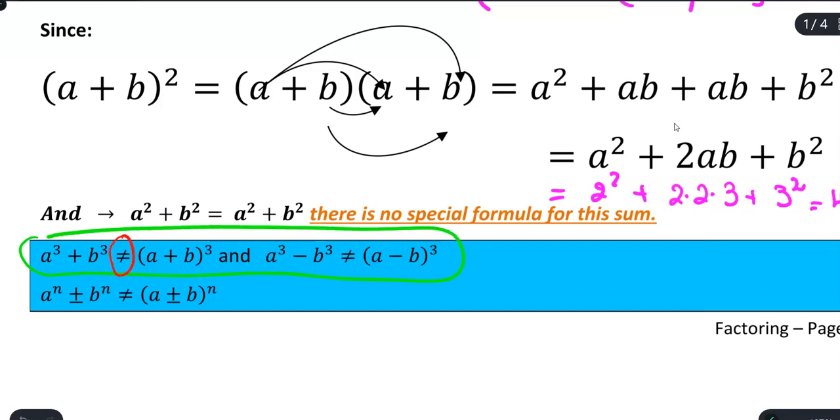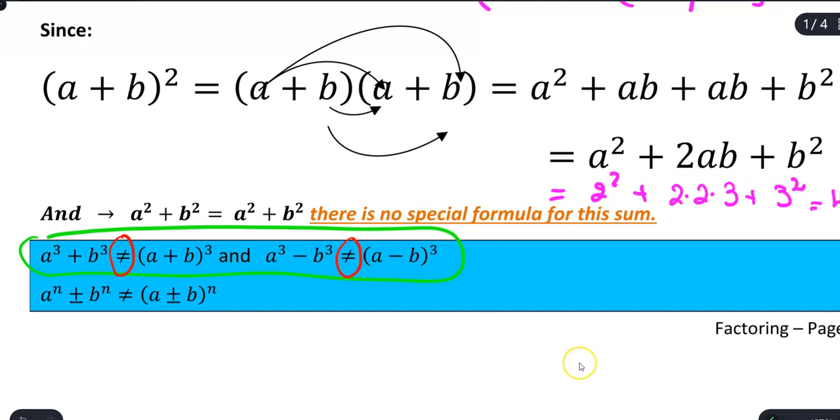Okay, this is not equal to. This is not equal to. a³ + b³ is not equal to (a + b) all to the exponent 3. The same for a³ − b³ is not equal to (a − b) all of it to exponent 3.